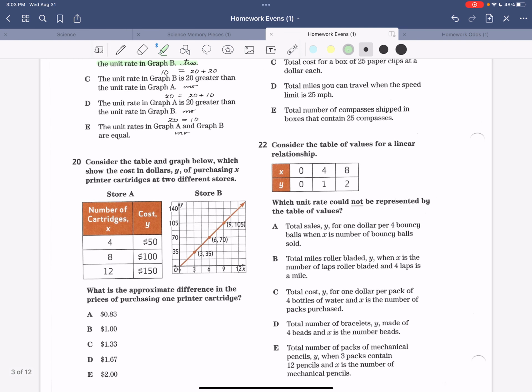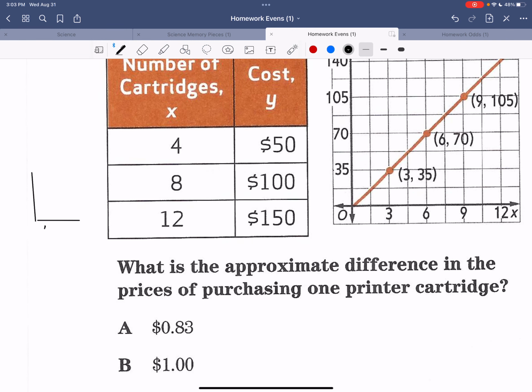Number 20. Consider the table and the graph below, which show the cost in dollars Y of purchasing X printer cartridges at 2 different stores. So I go to the stores, either one of them, and I make a decision. What is my decision? The number of cartridges. That's independent. That's the decision that I make. And depending on that decision, this decision is made for me, the cost of the cartridges.